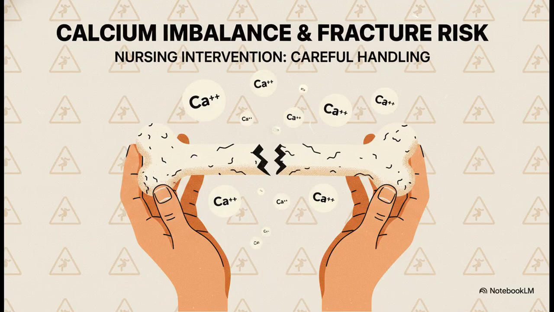What's calcium's main job in the body? Building strong bones, right? So it makes perfect sense that anytime calcium levels are off, doesn't matter if it's high or low, the bones are at risk. This means your patient could get a fracture from something as simple as turning over in bed. So your number one nursing intervention is safety. Move them gently, move them carefully.